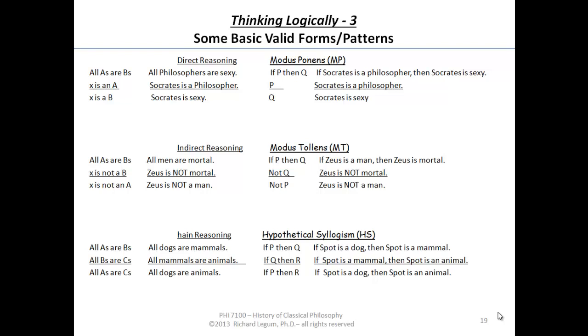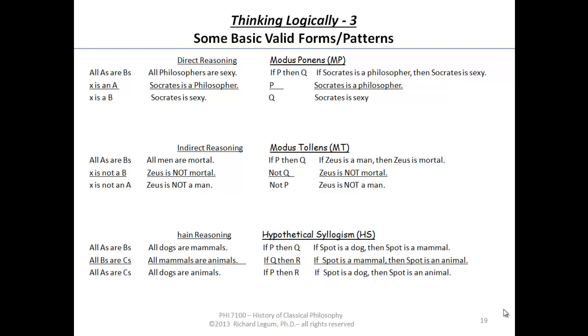And finally, there is chain reasoning. Typo there, it should say chain. All dogs are mammals. All mammals are animals. Therefore, all dogs are animals. Let me start again. All things in category A are in category B. All things in category B are in category C. Therefore, all things in category A are in category C.